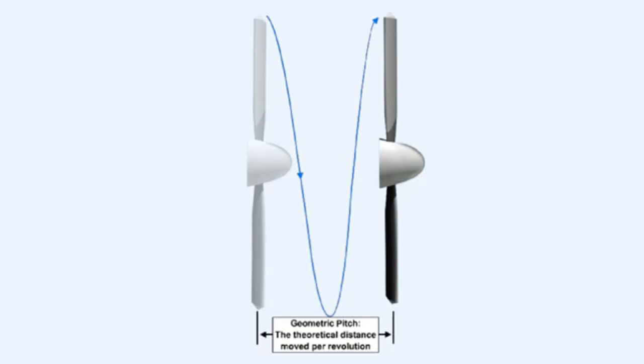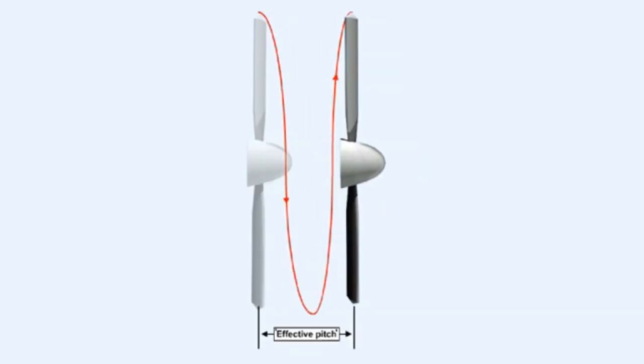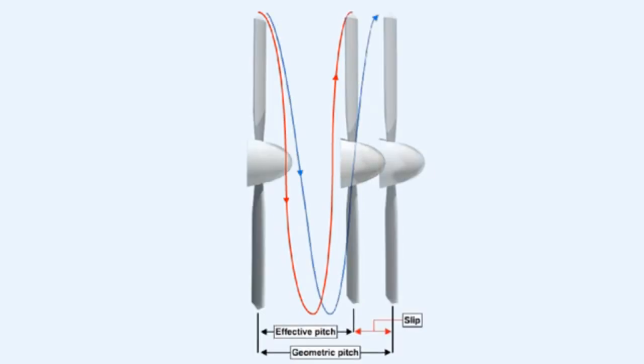All propellers, however, lose a certain amount of efficiency due to aerodynamic and compressibility losses. As a result, the geometric pitch can never be achieved. The actual distance that the propeller moves forward during one revolution is called the effective pitch. The efficiency loss, that is, the difference between geometric pitch and effective pitch, is known as slip.